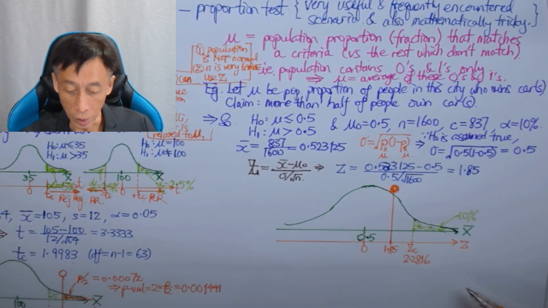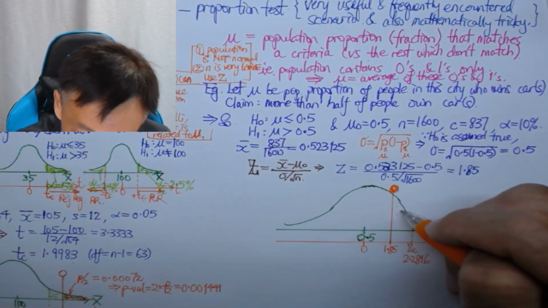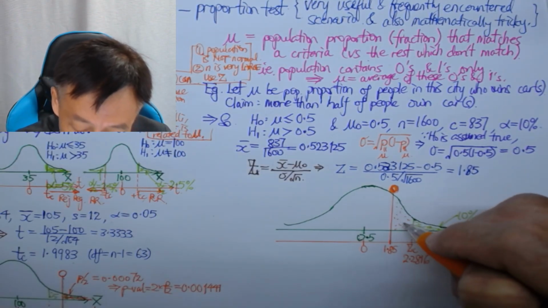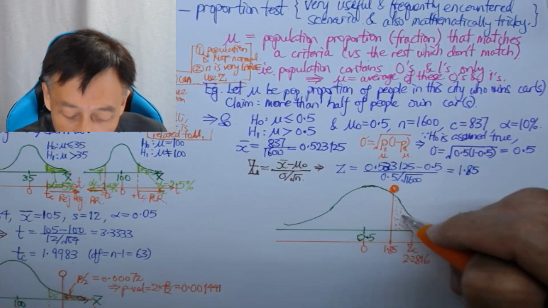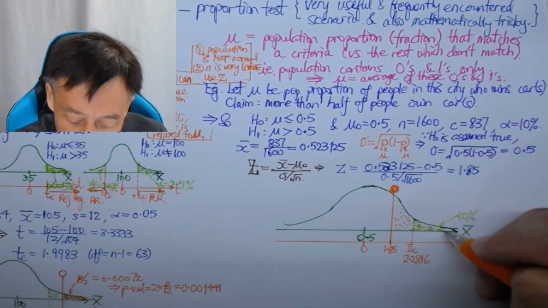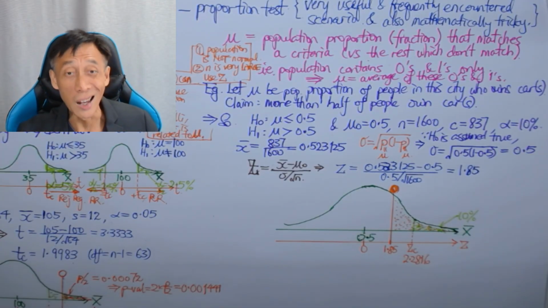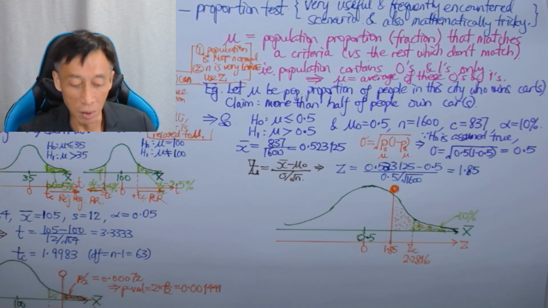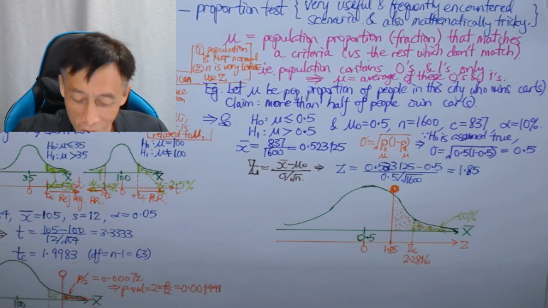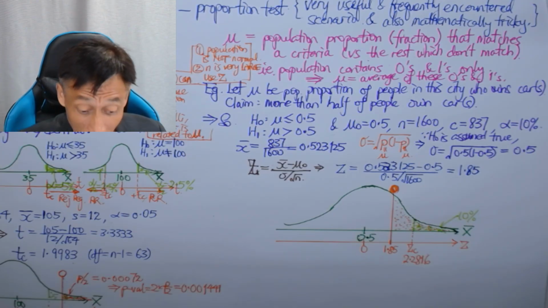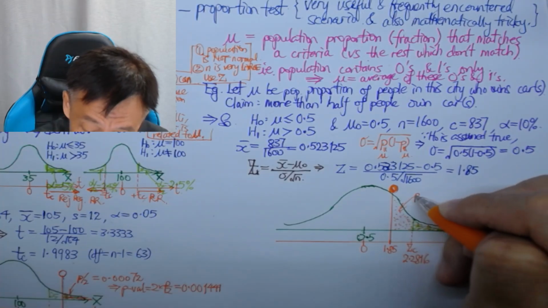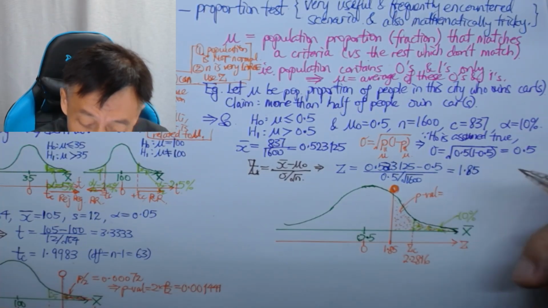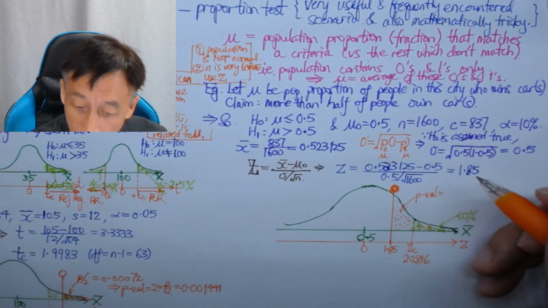Or we calculate the p-value. The p-value is going to be starting from the test statistic and then all the areas towards the tail's infinity. In this case, our tail's infinity is on the positive side, so towards positive infinity. So what do we get? Our p-value is 0.